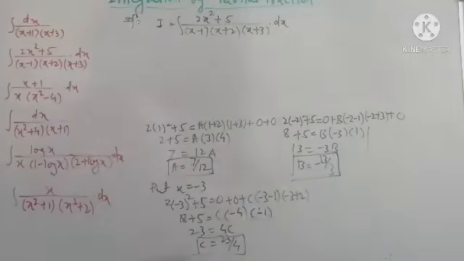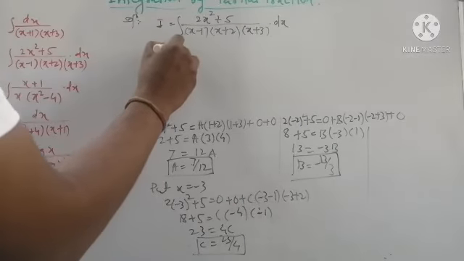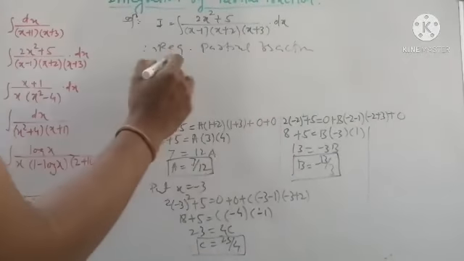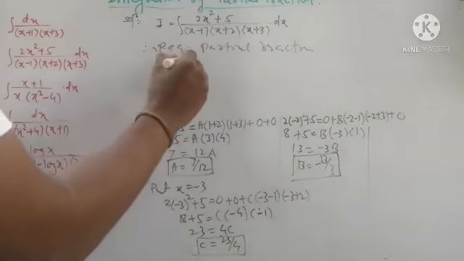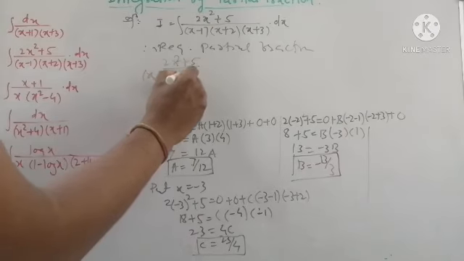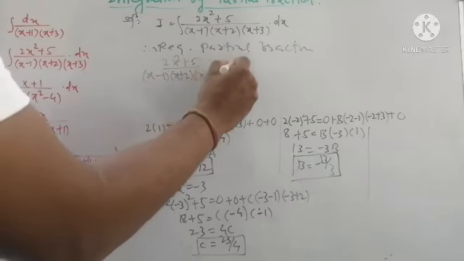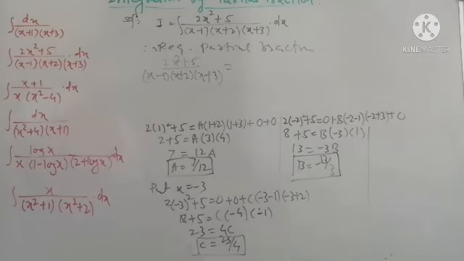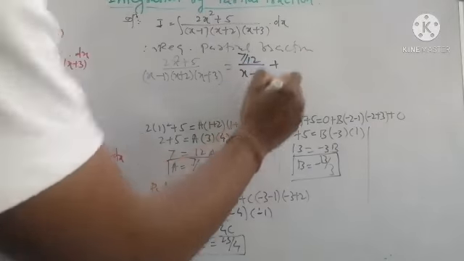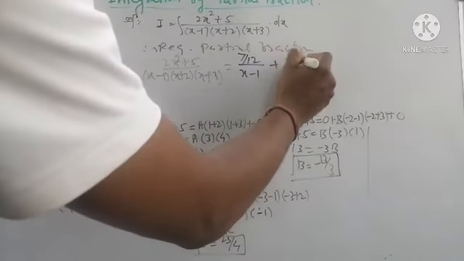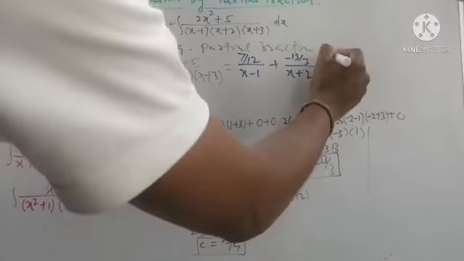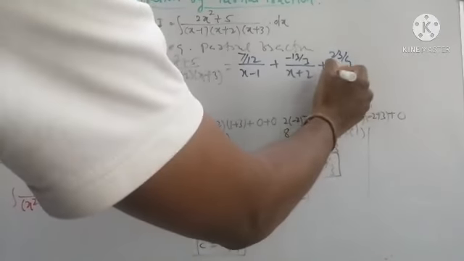So the required partial fraction: the given fraction 2x squared plus 5 divided by x minus 1, x plus 2, x plus 3 has 3 partials with constants, a, 7 by 12 divided by the first linear factor x minus 1, plus constant b, minus 13 by 3 divided by the second linear factor x plus 2, and plus the last constant 23 by 4 divided by the last linear factor x plus 3.